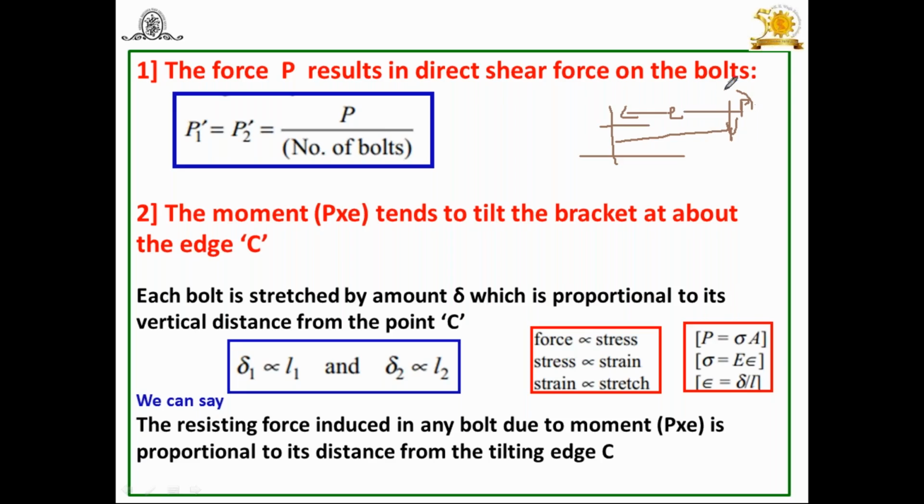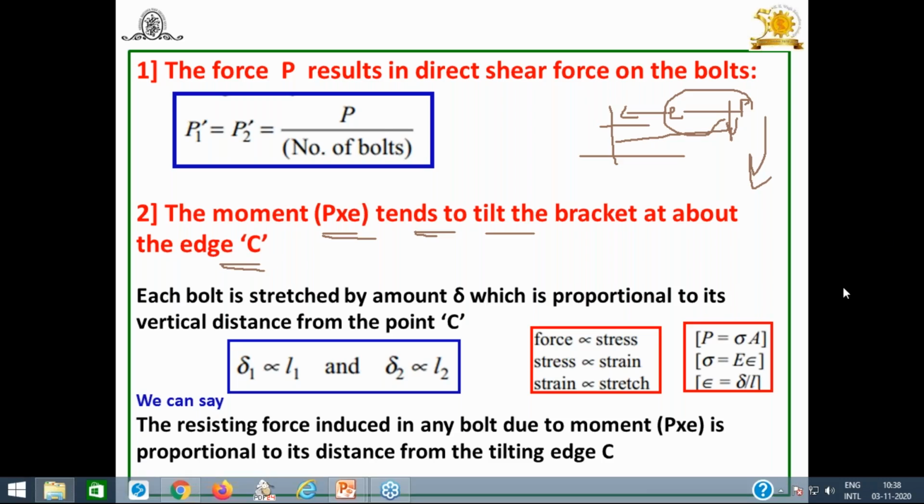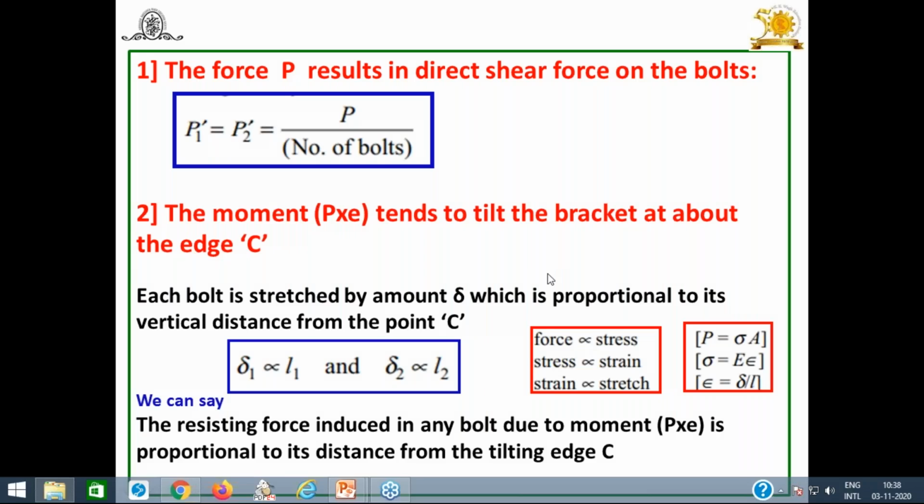eccentricity E. Because of this P, when it is acting, you can see it's a moment, that is P into E. Because of that, this bracket tends to tilt about the edge. I have already explained these things. Once again, I will show where it is going to tilt.